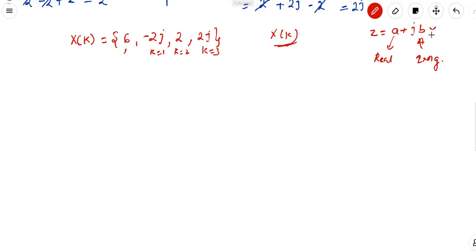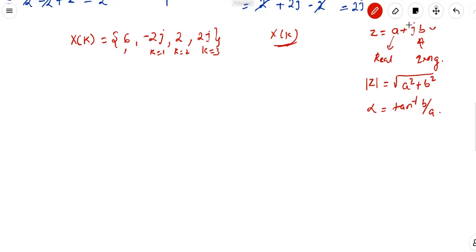Now we have to convert from rectangular form to polar form through the calculator, or I can use the formula. Magnitude of z is equal to root of a square plus b square, and alpha I can calculate as tan inverse of b by a. Yeah, this is the formula, or I can use the calculator also.